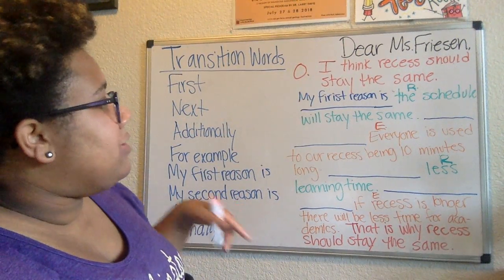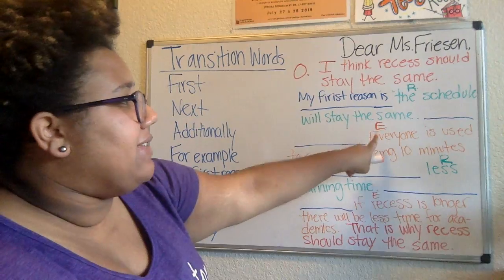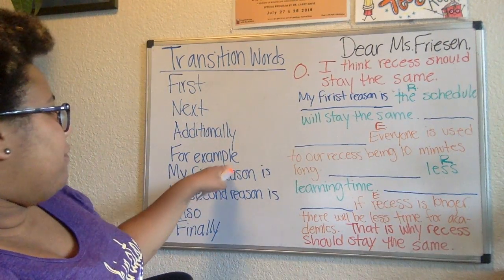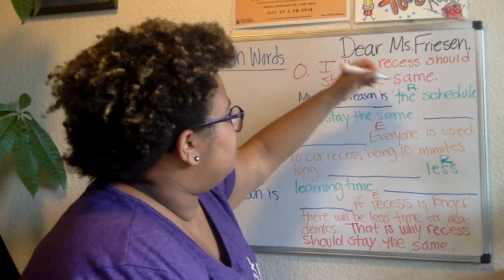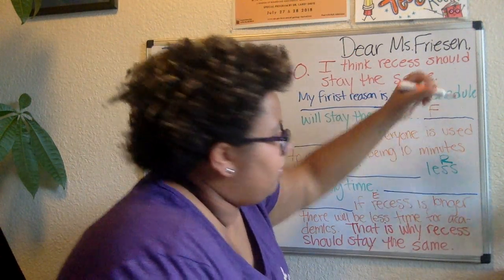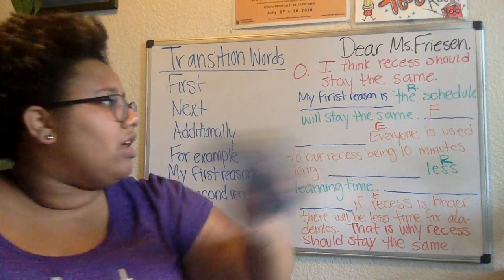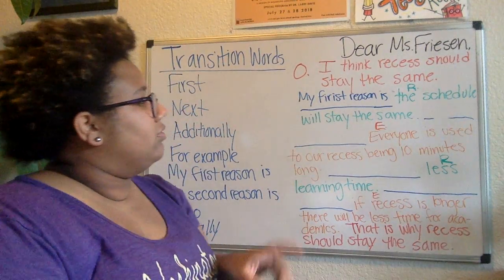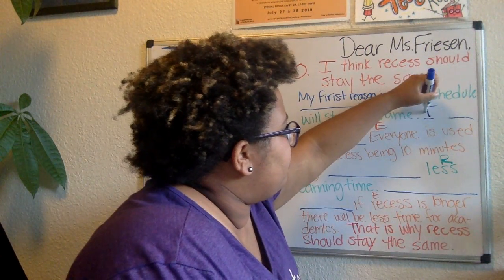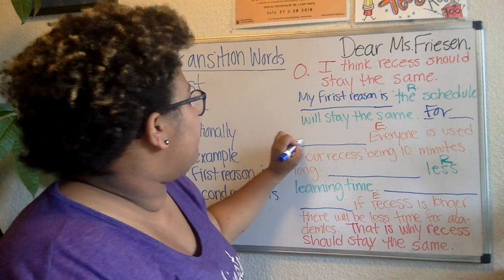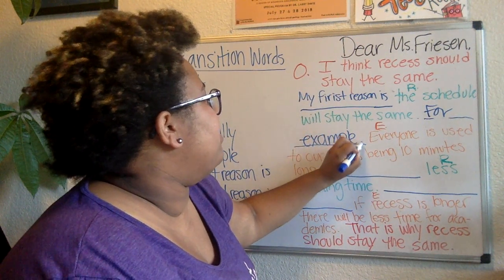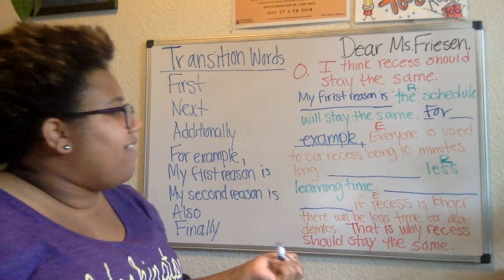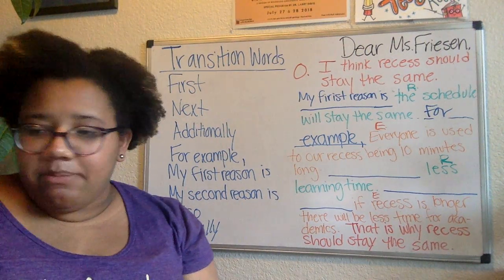So now I need to put in another transition word for my example. So I could say, for example. Oops, that should be blue. Wrong color. For example, comma, everyone is used to our recess being 10 minutes long.